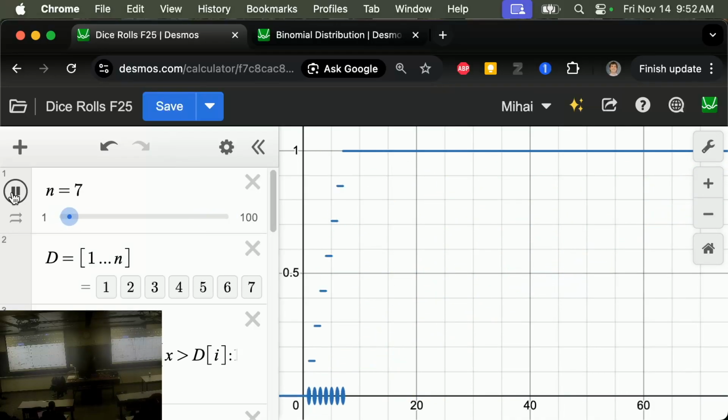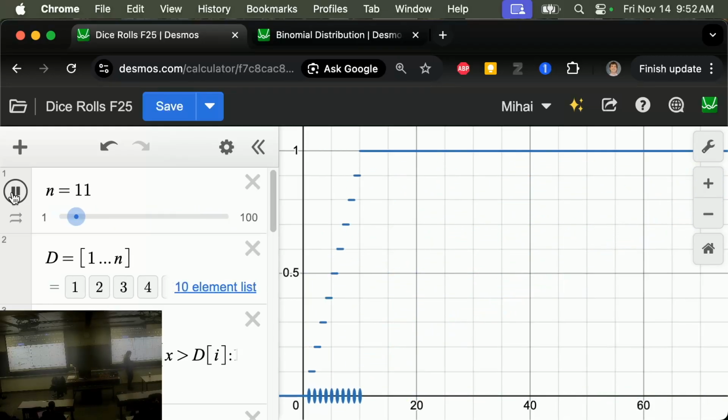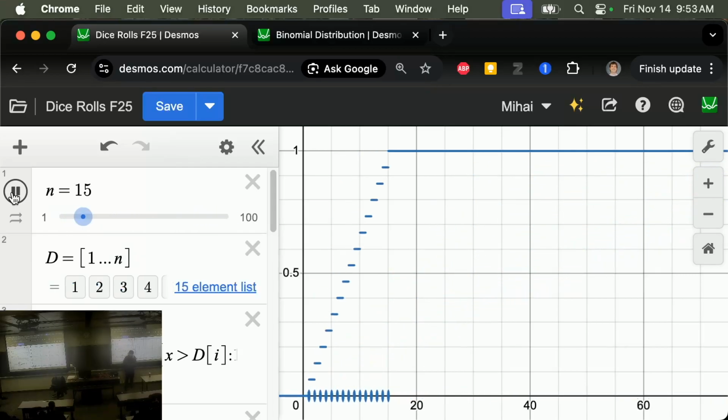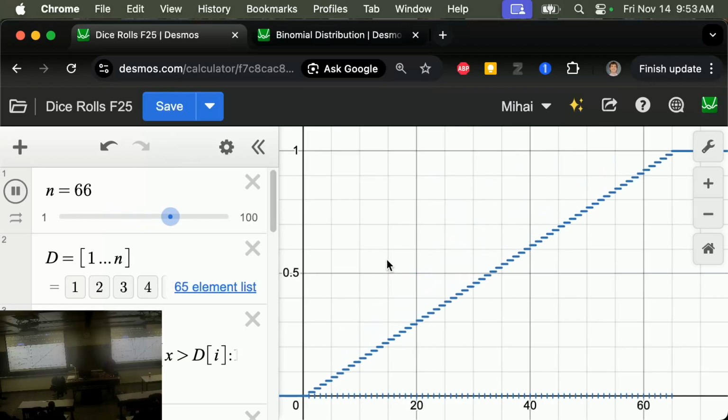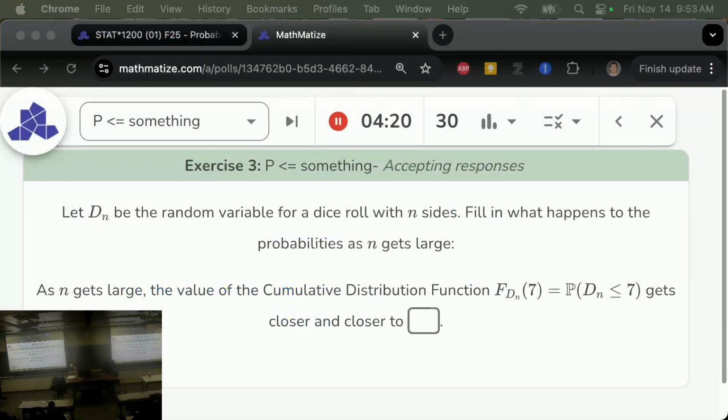Okay, so that's what's happening. You know what's happening with the masses. We talked about that. Every individual mass is going to 0. What does that mean for the cumulative distribution function? I'll let you answer the question over here in Mathematize. What is the probability? The probability Dn is less than or equal to 7 gets closer and closer to blank.